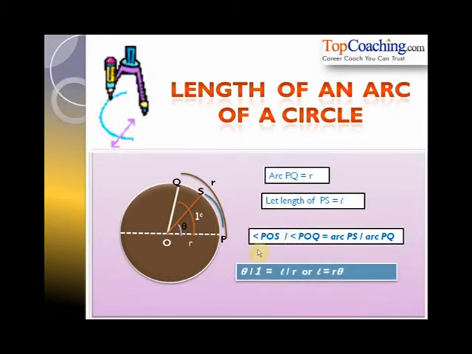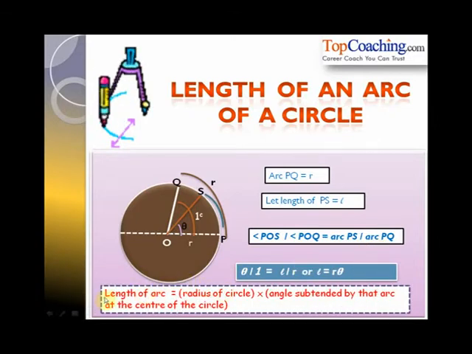From this what we get is theta by 1 equal to L by R, because angle POS is equal to theta and angle POQ is equal to 1 radian. Therefore theta by 1 is equal to the length of arc PS, which is L, and the length of arc PQ, which is equal to R. Therefore this would be equal to L by R, or we can say that L is equal to R times theta. Here theta is the angle subtended by the arc PS at the center. Therefore L is equal to R times theta.